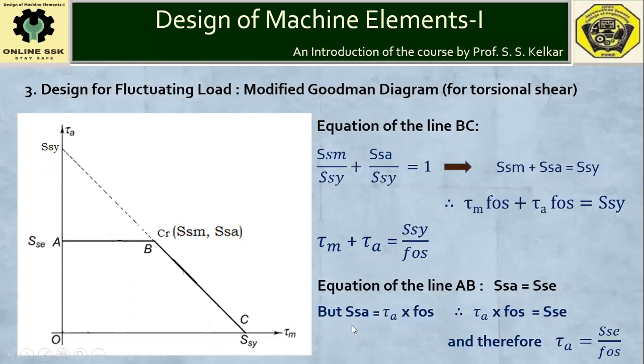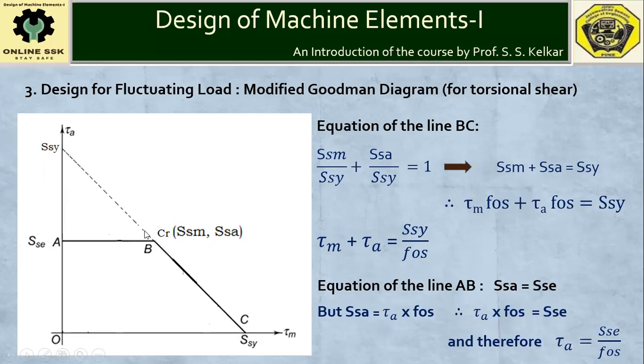Now SSA is equal to what? Tau A multiplied by factor of safety, where tau A is the amplitude of torsional shear stress. So using tau A multiplied by factor of safety in place of SSA, we can write tau A multiplied by factor of safety is equal to SSE. Now adjusting the term, we can write equation of line AB as tau A is equal to SSE upon factor of safety.